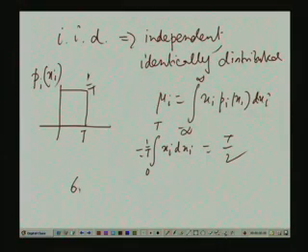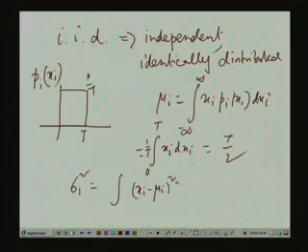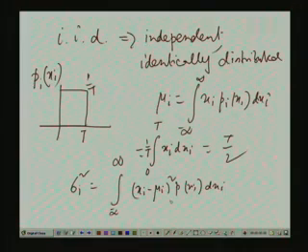What is sigma square? Sigma square is nothing but the integral of xi minus mu i whole square times p of xi dxi from minus infinity to infinity, and the integral will be from 0 to t. Here xi minus mu i is xi minus t by 2, and you can call it xi prime.